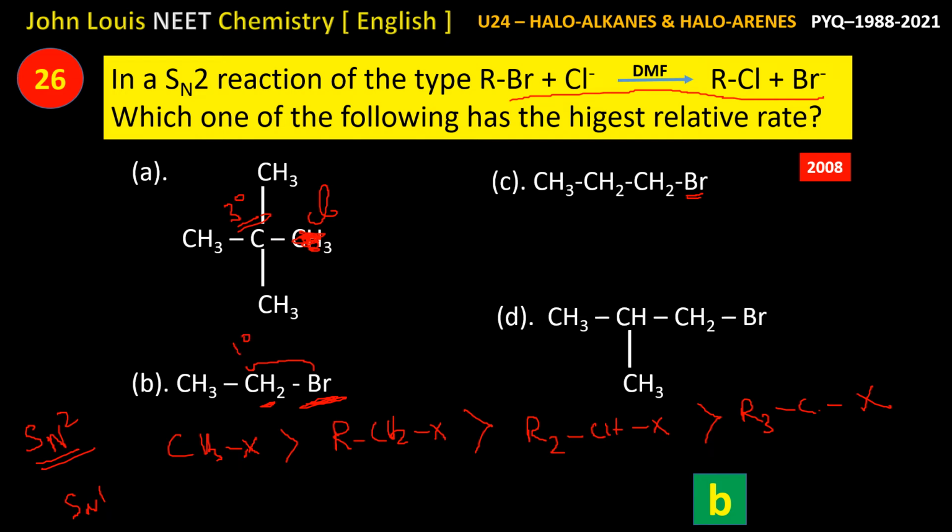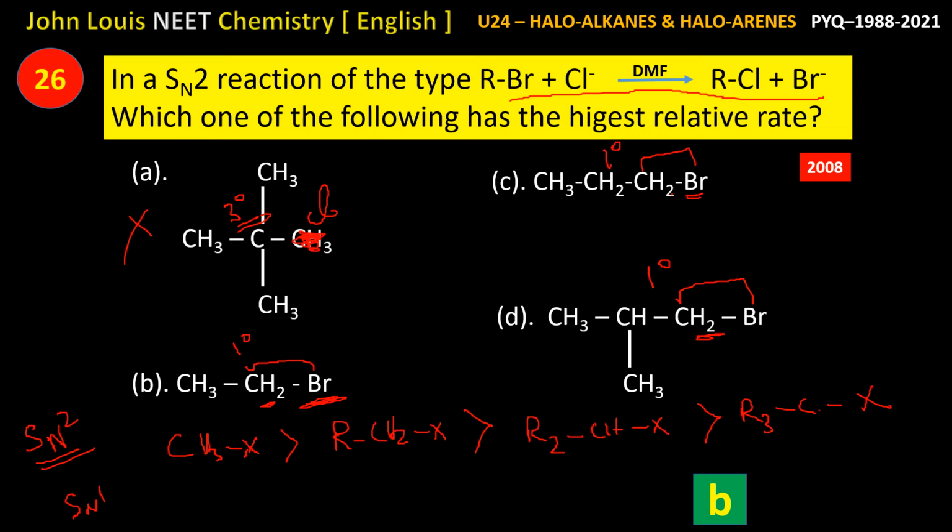In option C, Br is bonded to a carbon which has 2 hydrogens, therefore this is also primary. And in option D, Br is bonded to a carbon which has 2 hydrogens, therefore this is also primary. So how do we choose which one is the fastest among these 3? A is ruled out because that is tertiary. In all the other 3 options, they are all primary halogen compounds. How to choose among them?